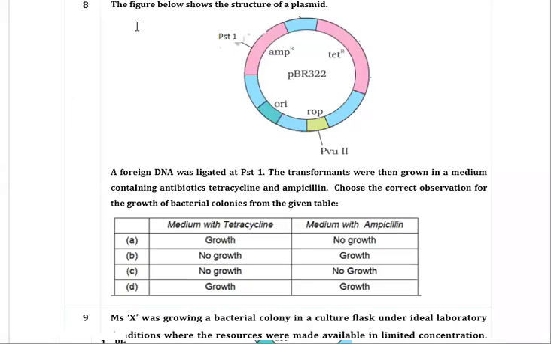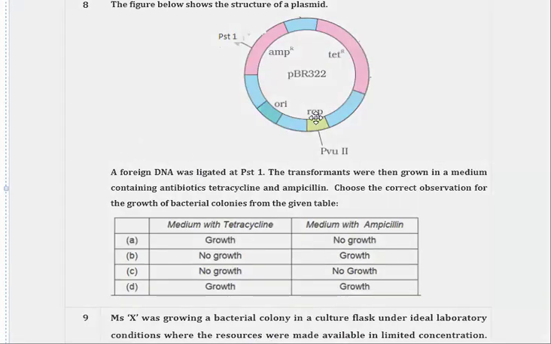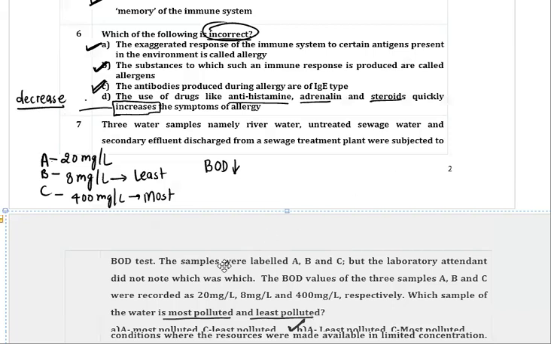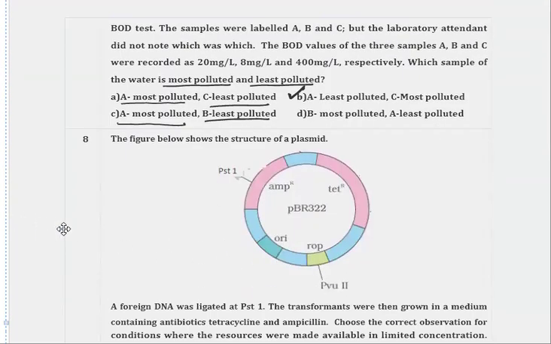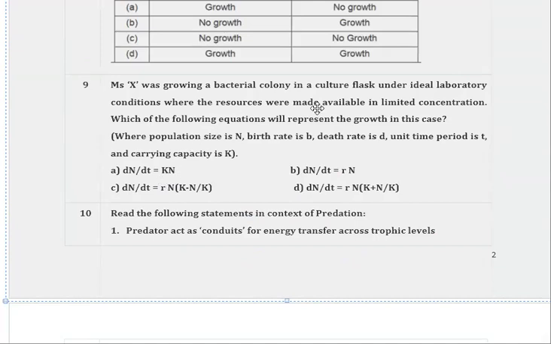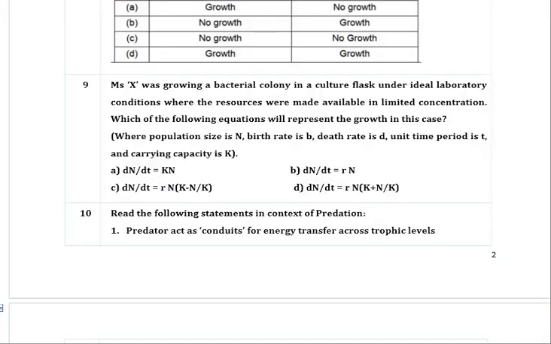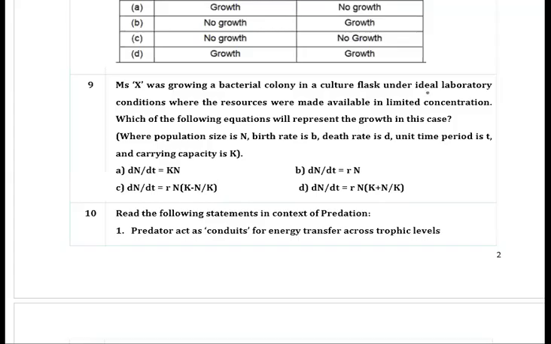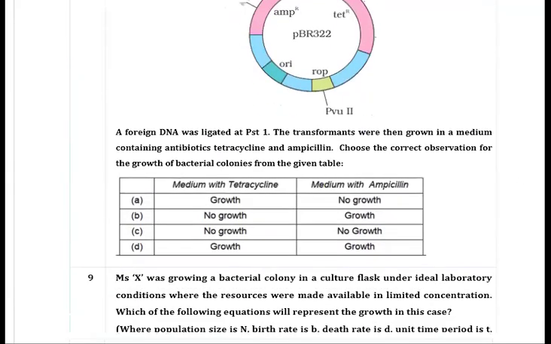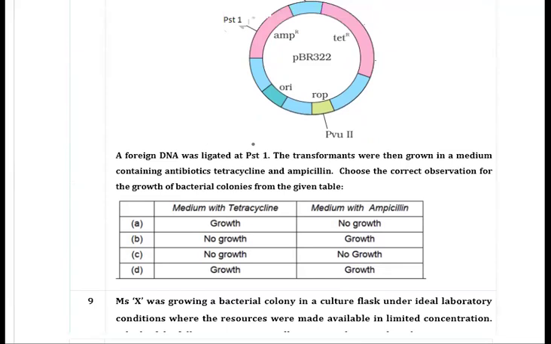Now the next question is that the figure below is shown for the plasmid pBR322, and in the question it is asked that alien DNA is ligated over there. It is ligated in the ampicillin area, in PstI. In the question it is written that by using the restriction endonuclease PstI, the alien DNA is inserted.